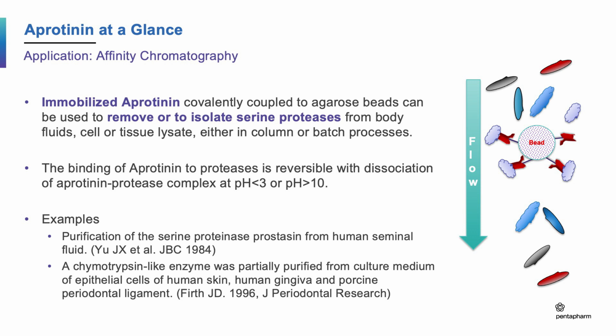The binding of aprotinin to proteases is reversible with dissociation of aprotinin protease complex at pH less than 3 or pH greater than 10. Examples of this application include purification of the prostasin from human seminal fluid and partial purification of chymotrypsin-like enzyme from culture medium of epithelial cells of human skin, human gingiva, and porcine periodontal ligament.